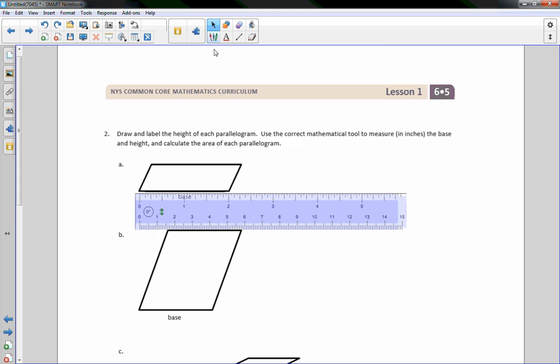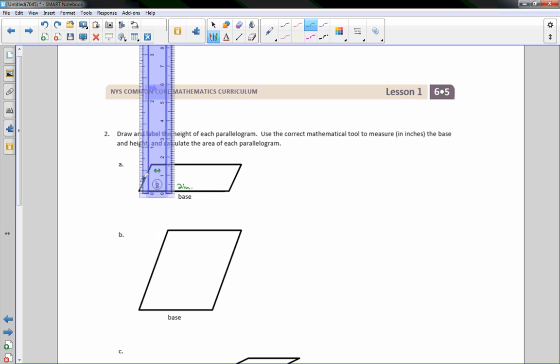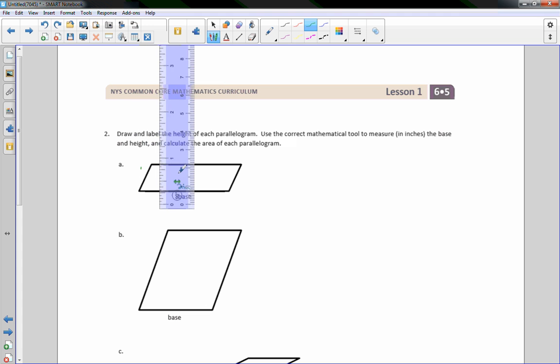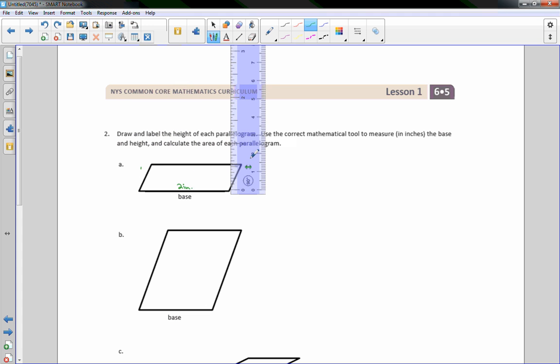But if I look at this, again it said in inches, so I'm using the inches side, not the millimeters or centimeters. So from here, there's my 0 over to 2. So I would say that this base is 2 inches. Okay, now if I rotate this till it says 90 degrees, and then move it so that I'm going to put it right on this corner here, and I'm going to draw the height as a dashed line. Okay, so there's my height.